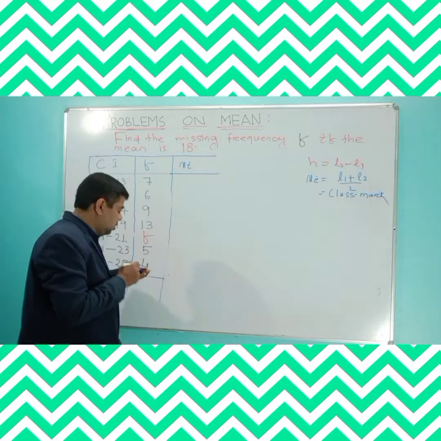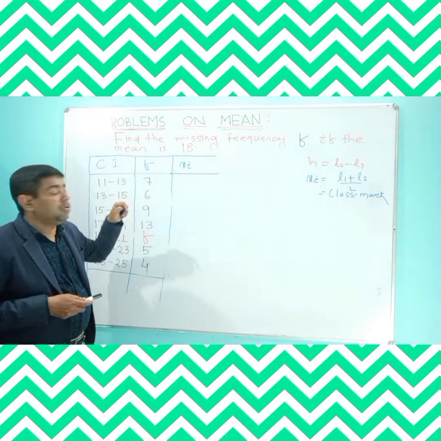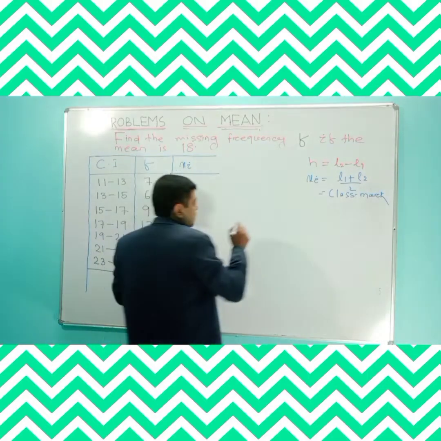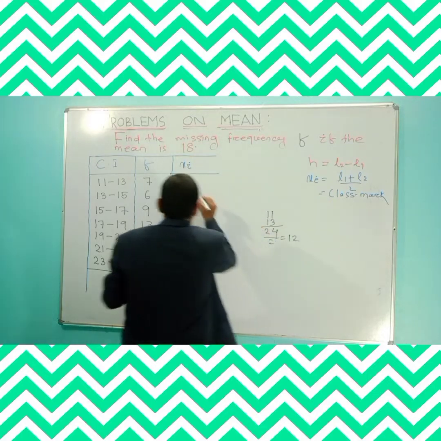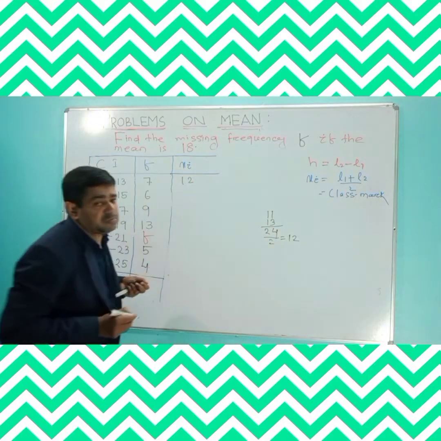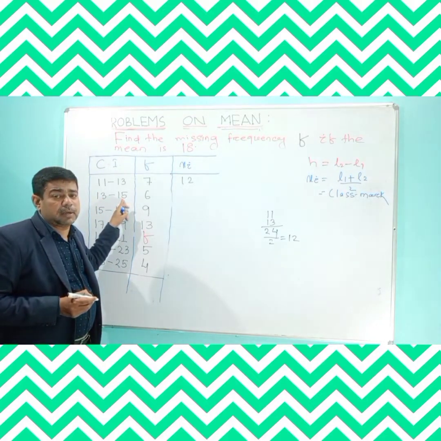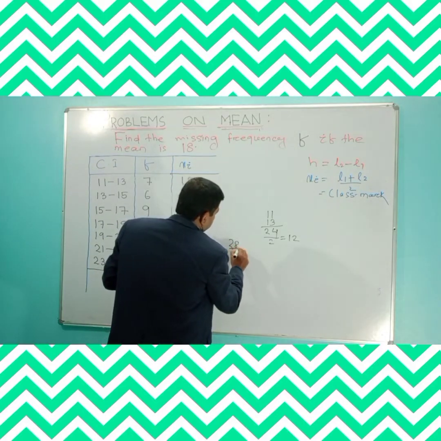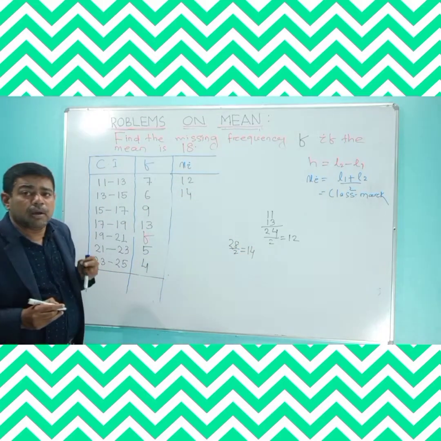Okay, so let's see how to find the xi value. Very simple: L1 plus L2 by 2. Here L1 is 11 and L2 is 13. So 11 plus 13 is 24, and 24 upon 2 is 12. The class mark is 12. In a similar manner, for the second class interval, 13 plus 15 is 28, and 28 upon 2 is 14. This is how you can find out the class mark.